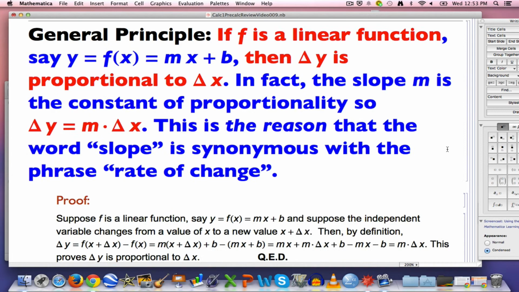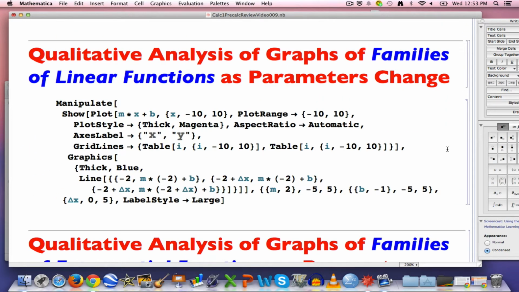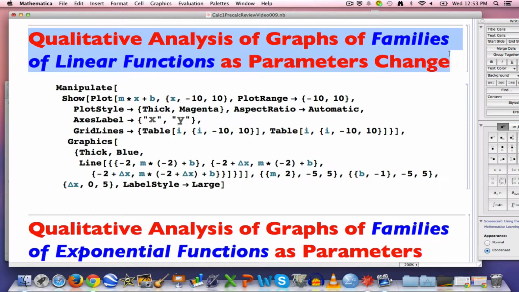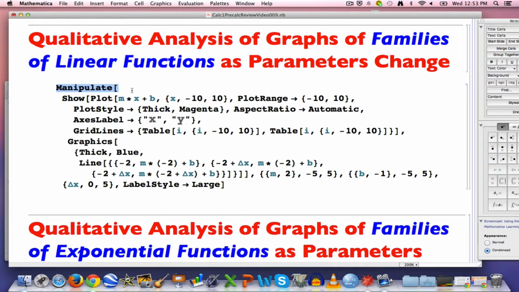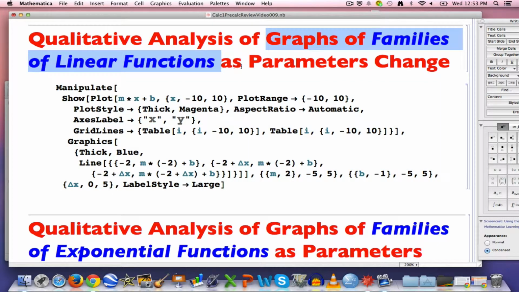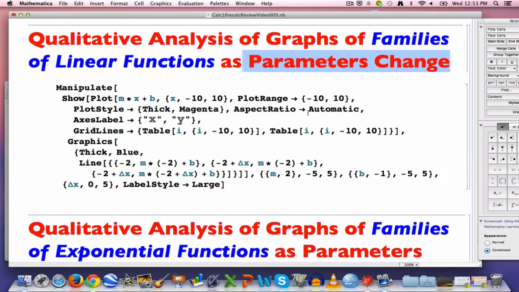Okay, I did that before in a video a few videos ago. I used the Manipulate command to do a qualitative analysis of graphs of families of linear functions as parameters change. What do I mean by parameters change? The parameters in this case are the slope and the y-intercept, m and b, that you see down here.